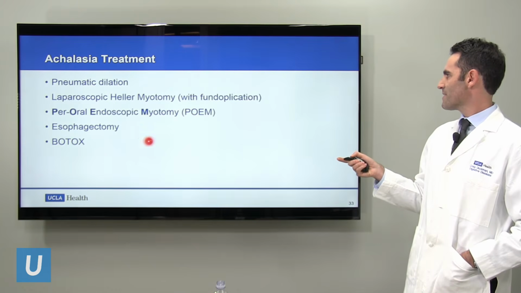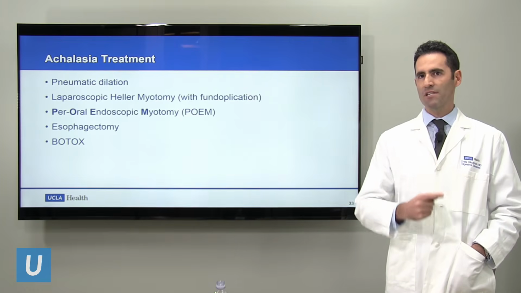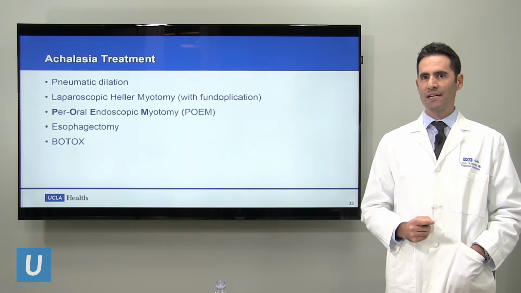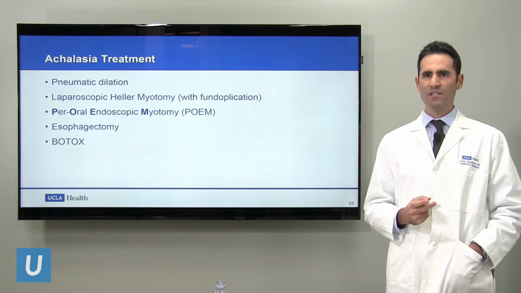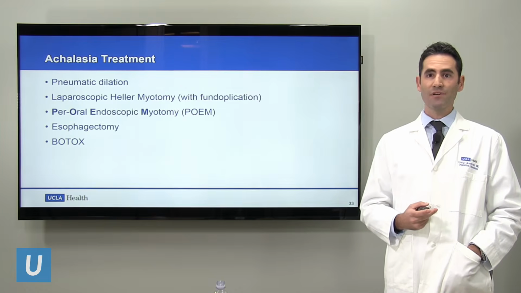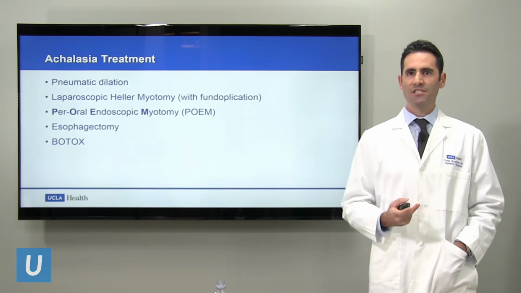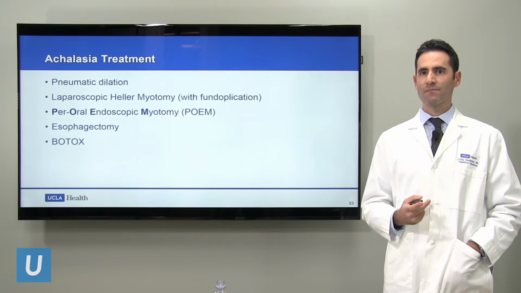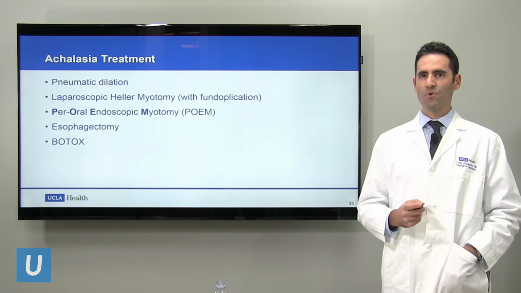And the last treatment modality is BOTOX, and this is similar to the BOTOX that we may do for cosmetic procedures, but we use it in much higher doses. Unfortunately, BOTOX is temporary. If it works, it will work for about 3 to 6 months. So patients might have to come back 3 to 6 months later to get another treatment. Or we might suggest that the patient goes for a more definitive procedure, something that lasts much longer and is more durable.